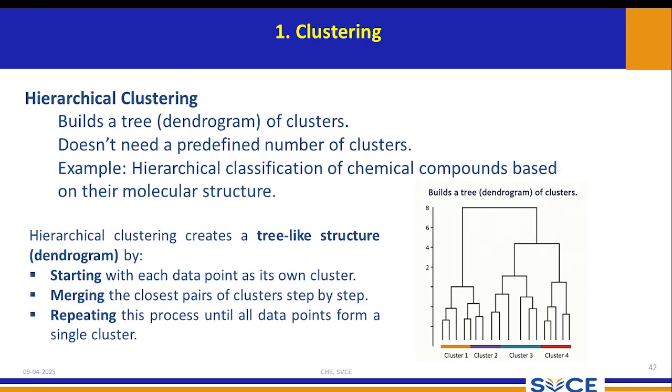Whereas in hierarchical clustering, we have a dendrogram. So we build a tree dendrogram of clusters, which will finally form a single cluster. So the dendrogram starts, merges and repeats: starting with each data point as its own cluster, merging the closest pairs of clusters step by step, and repeating this process until all the data points form a single cluster.